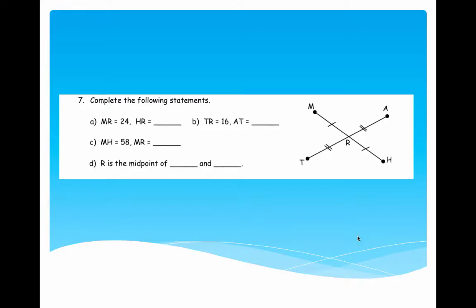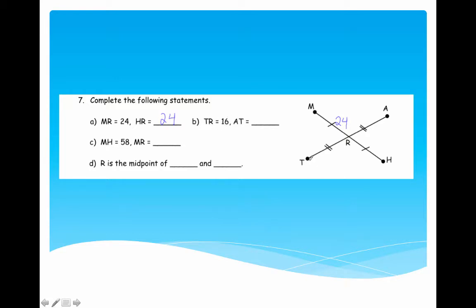Okay, so now we want to complete these statements. We can see that these bisect each other because of the 2 dashes, and the 1, 1. So that means they're the same. I think they should make a purple pen. Anyway, so MR is given to be 24. So that's this. So the question is, what is HR? Well, it's 24, because they are marked that they are the same. So if this one's 24, this one's 24.